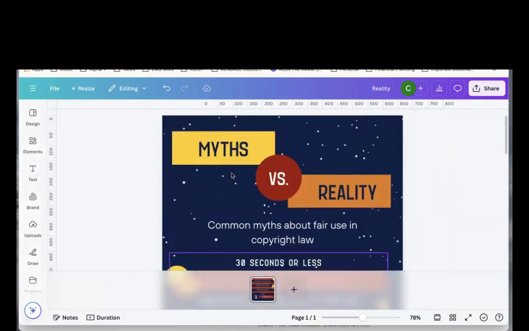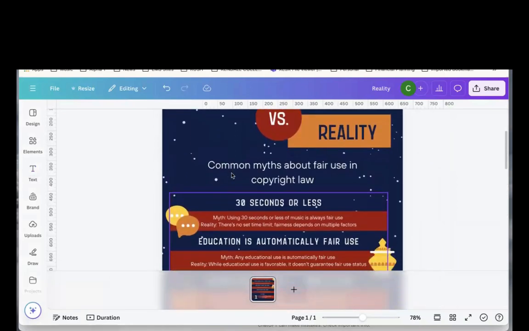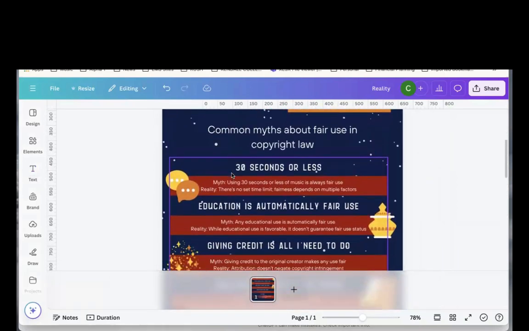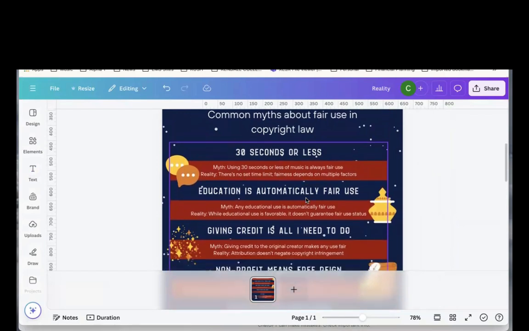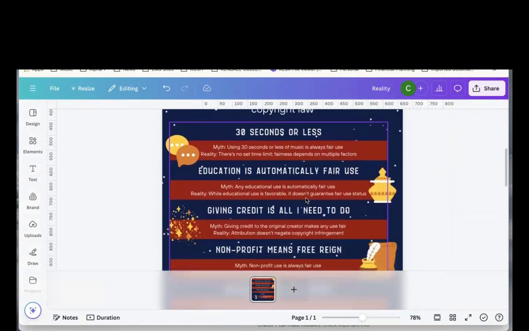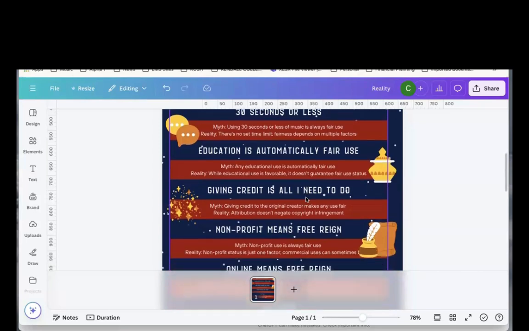There are some pretty common myths versus reality. Some of those are that if you use 30 seconds or less, you're covered. But in fact, there is no set time limit. Fairness depends on many of the different factors that we've talked about. Another myth is that any educational use is automatically fair use, which is absolutely not true. Educational use will be in your favor, but it does not guarantee fair use.